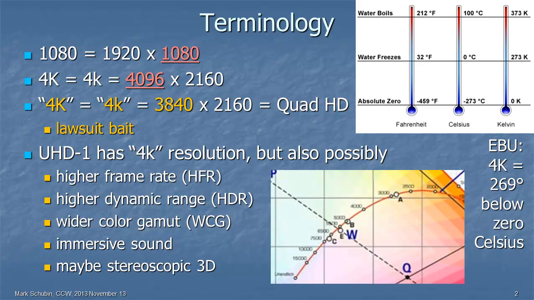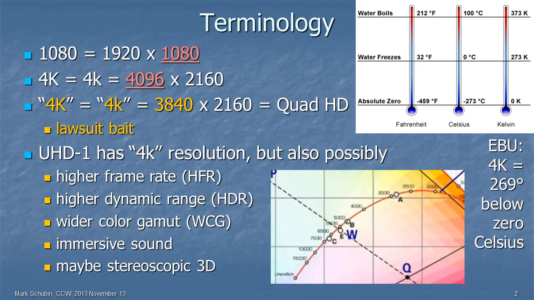And that's why we have the term ultra-high definition being applied. The Japanese came up with the term ultra-high definition for something completely different. The Consumer Electronics Association adopted it to get around that lawsuit issue. So what's being called UHD 1, or ultra-high definition 1, has quote-unquote 4K resolution, actually that 3840 across, but also possibly higher frame rates, possibly higher dynamic range, possibly a wider color gamut, possibly immersive sound, and maybe even stereoscopic 3D.